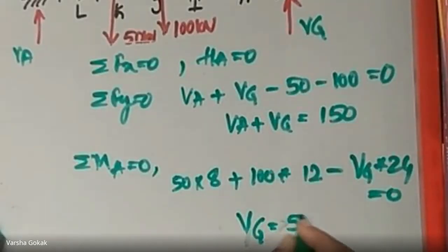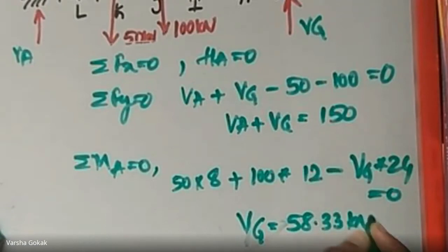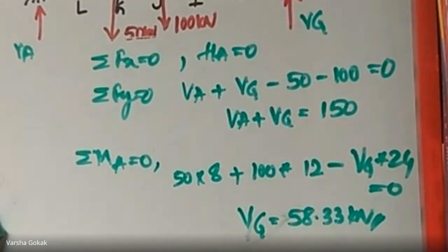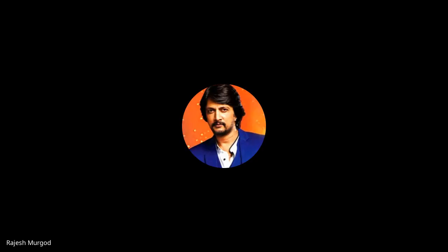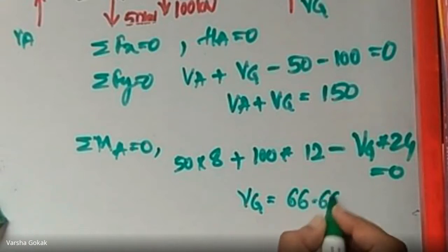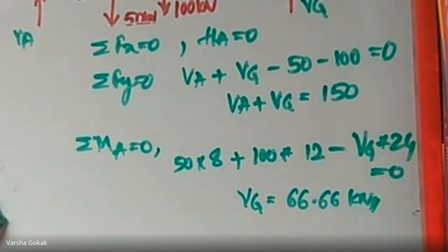58.33. Correct. So VG is 58.33. Others also please check. Is it correct? You're getting the same answer or any other answer? I have a different answer. 66.66. Correct. 66.66 is the answer. Check your answers, okay, VG.